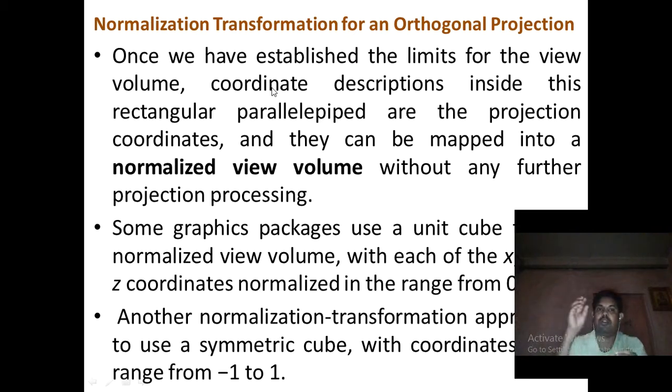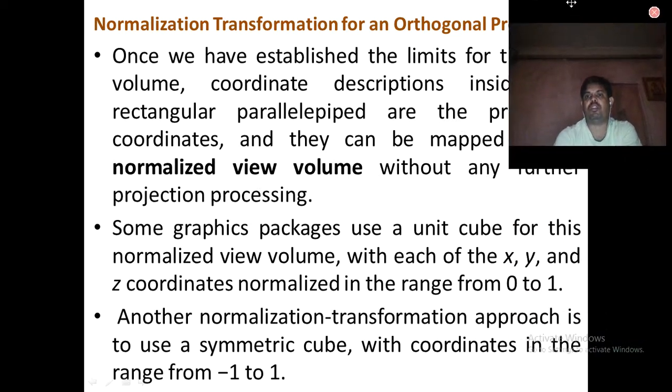The normalized volume in OpenGL always goes from -1 to +1 in x, -1 to +1 in y, and the same in the z direction, right? But whatever volume we have decided, our values may be different. That's why the coordinate descriptions inside this rectangular parallelepiped are the projection coordinates, and they can be mapped onto a normalized view volume without any further projection processing.